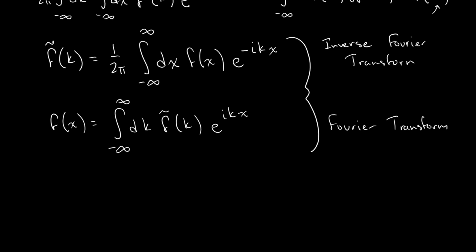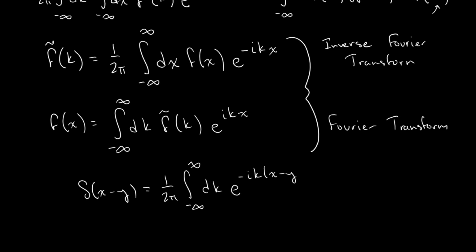Along with our definition of a delta function, which I'll just write again to be safe, the integral dk e to the i k (x minus y). And it doesn't matter if this is plus or minus, the delta function is actually a symmetric function.